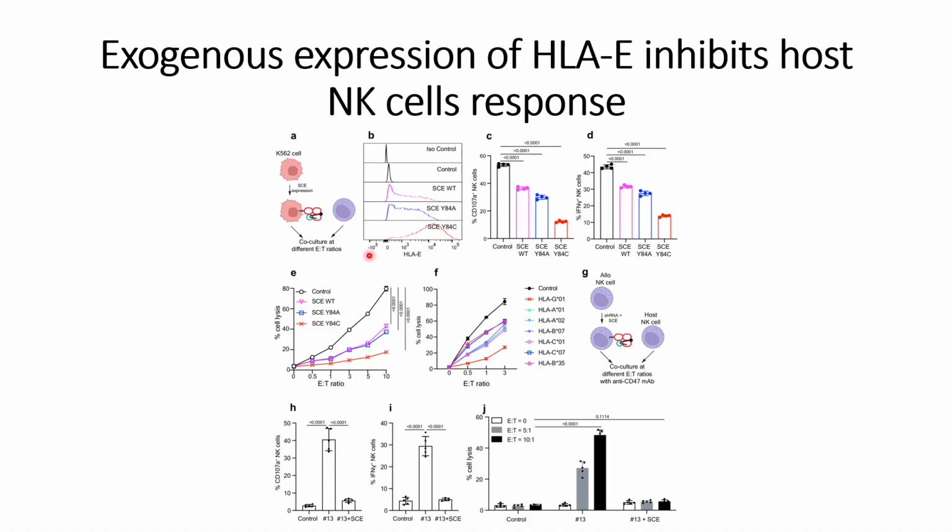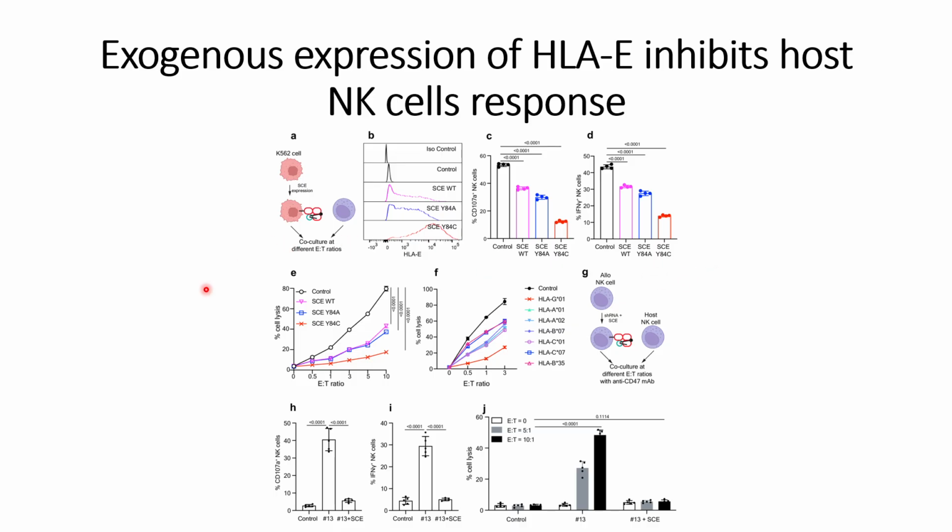Before co-culturing, they transduced the cells, sorted these populations, and then expanded them. Then they co-cultured the K562 cells with host NK cells, and first checked the degranulation of NK cells using CD107a marker. When wild type K562 cells are used, they see maximum degranulation, and it goes down with the mutations, and the least degranulation occurs with the Y84C mutation. They saw similar results for IFN gamma positive NK cells.